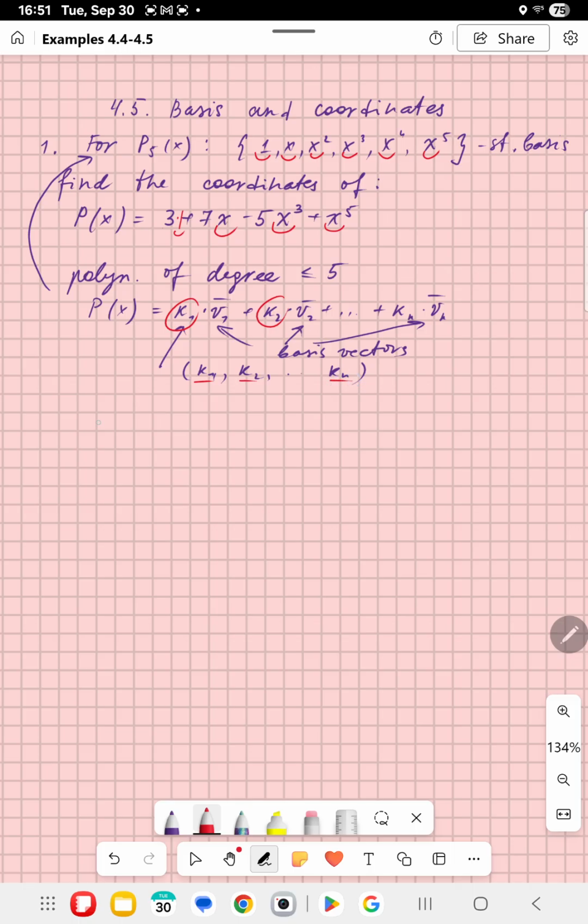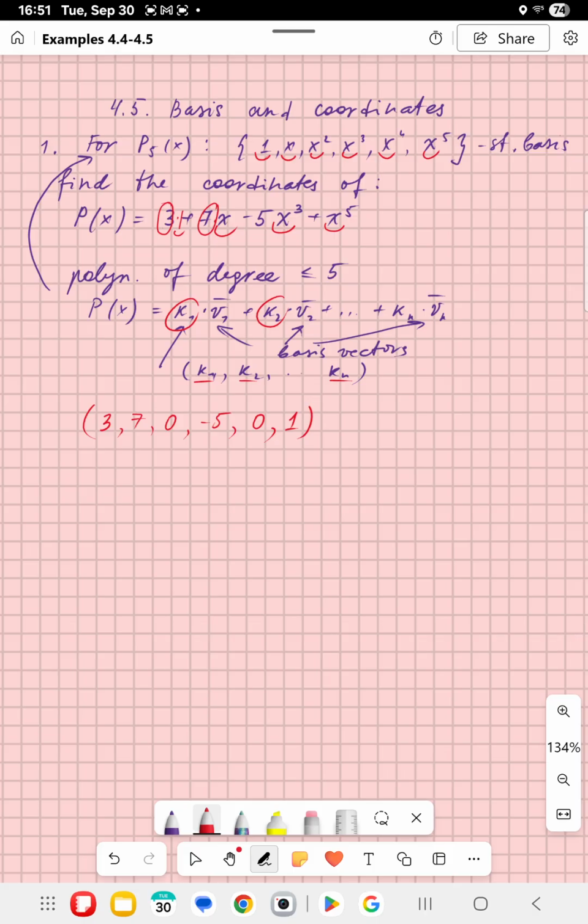I'm going to read the set. It's 3 multiplied by the first element of the basis. Then my next element is 7, because x to the power of 1 is multiplied by 7. So I'm going to put a comma, 7. And then we don't have any square, so it's going to be 0. We have minus 5 by cube, so it's minus 5. And then we don't have any fourth power, 0, and the fifth power is 1. So these are the coordinates.